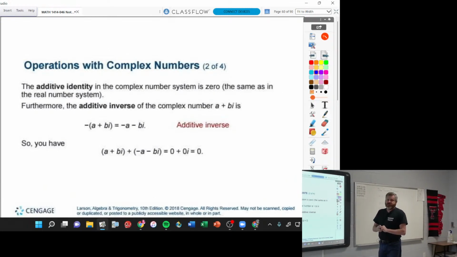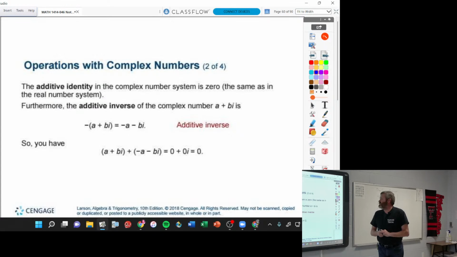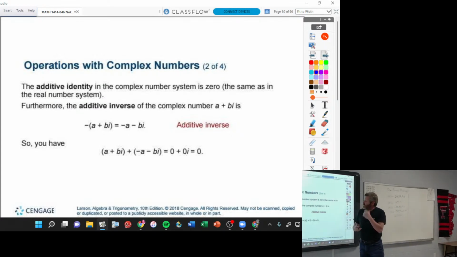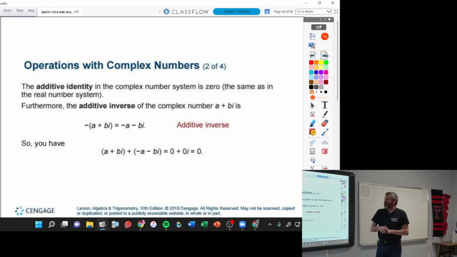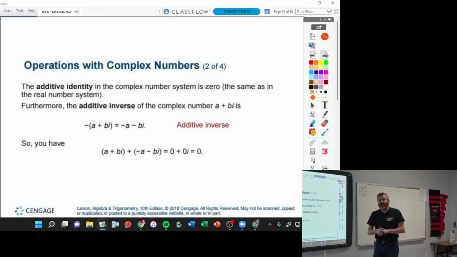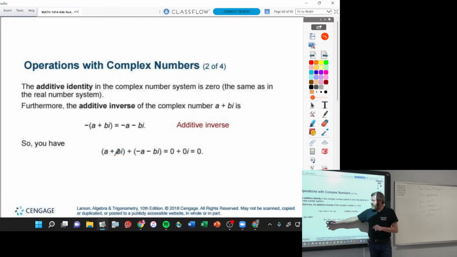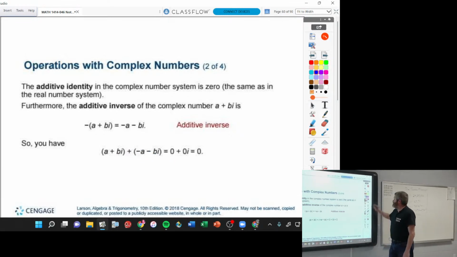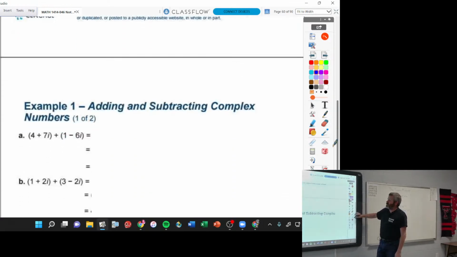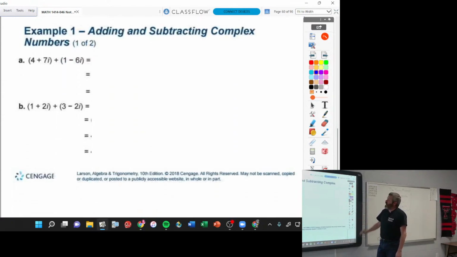The additive identity in a complex number is how you get 0, just like in real numbers. The additive identity of a complex number, A plus Bi, would be negative A minus Bi. So if I had A plus Bi and I added negative A minus Bi to it, I would get 0 plus 0i, which is 0. So let's look at adding and subtracting some complex numbers.